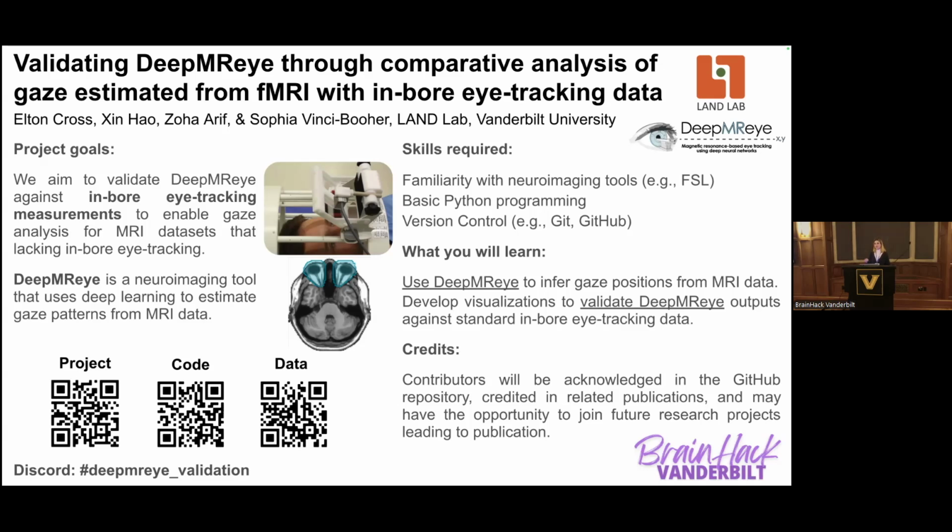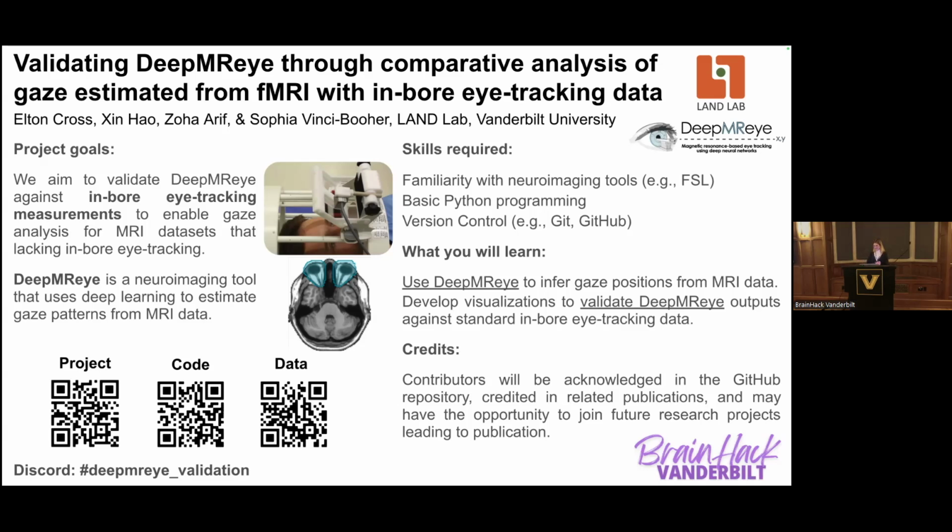More specifically, if you participate, you will be downloading the weights for the pre-trained deep MRI model and using the provided cross-validated code in Python to extract the eyeball voxels and estimate the gaze patterns of our fMRI data set. Any contributors will be acknowledged in our GitHub repository, as well as cited in any related publications, and may have the opportunity to continue collaborating on future projects.